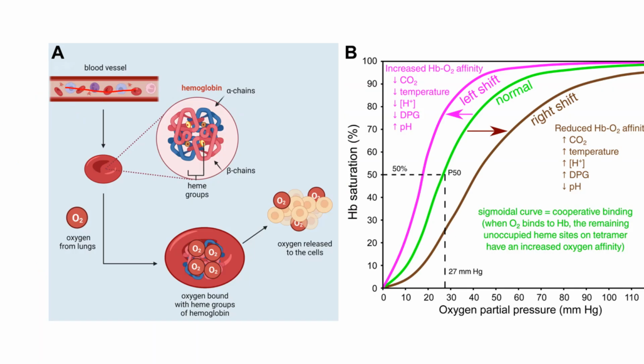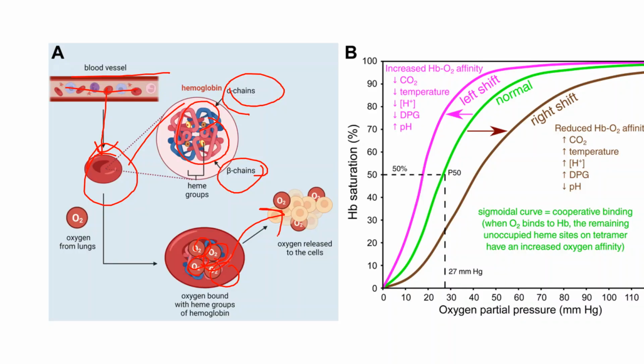Here we can see the blood vessel. Inside the blood vessel, the red, biconcave shaped RBC is present, and in it hemoglobin is present. This is the structure of hemoglobin, in which there are two alpha chains and two beta chains, and the heme groups. These four heme groups bind with oxygen and carry it. The oxygen from the lungs will come, and we can see four oxygen molecules binding to the heme groups of the hemoglobin, and then they will release this oxygen into the cells.